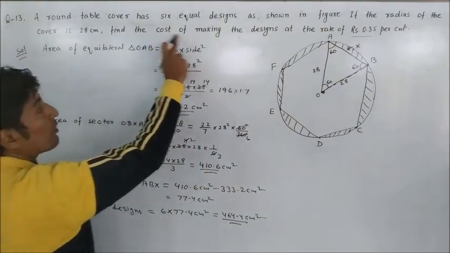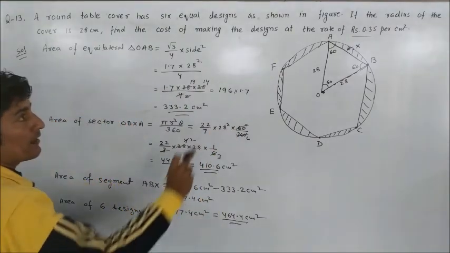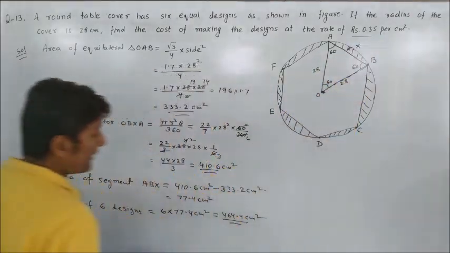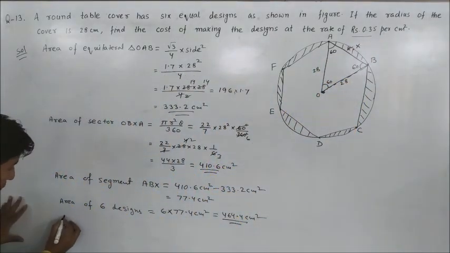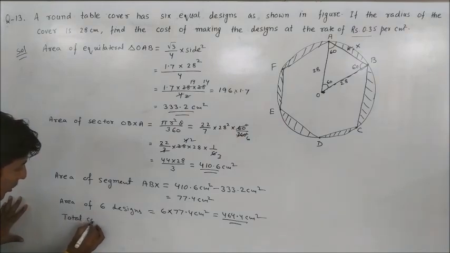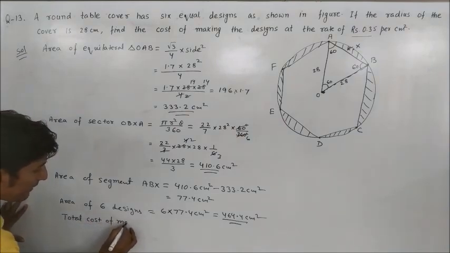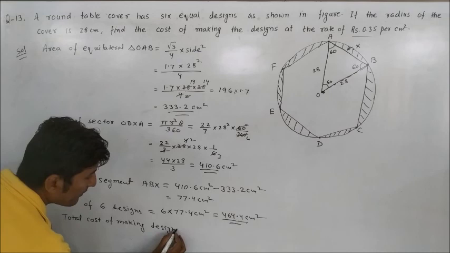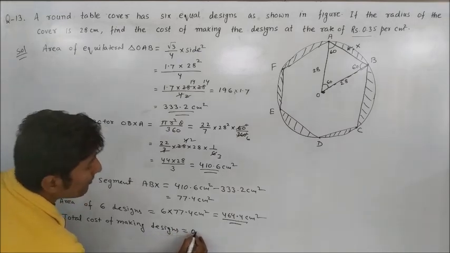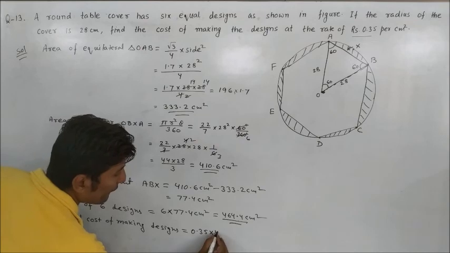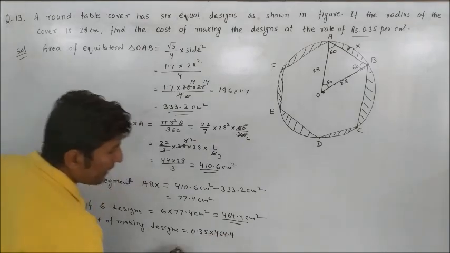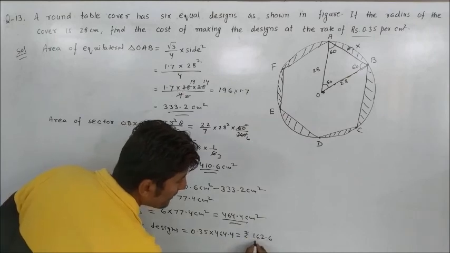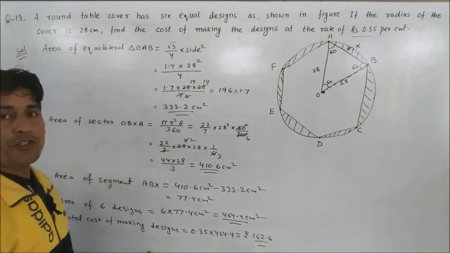Now we have to find the cost of making all these designs. The rate of making the design is given as 0.35 per centimeter square. So here we can write total cost of making the design will be equal to 0.35 multiplied by 464.4. After multiplying these two, we have rupees 162.6. So this is the final solution of this question.